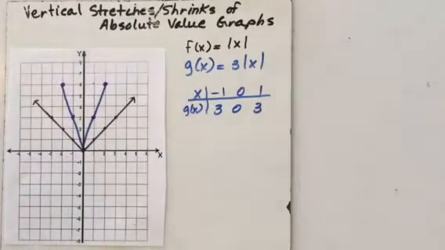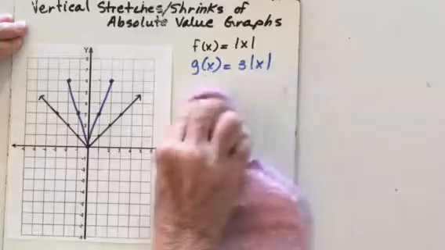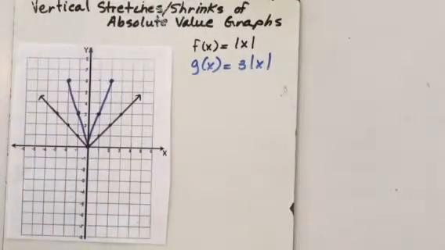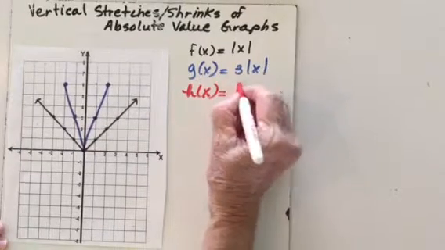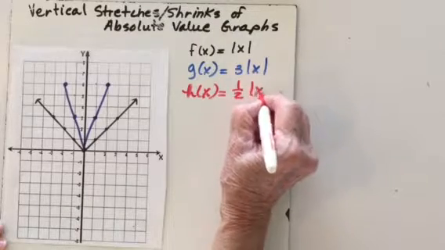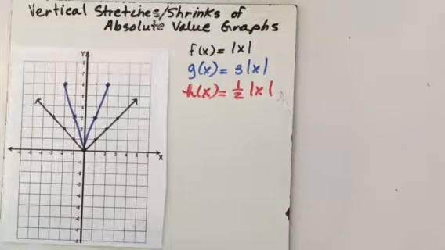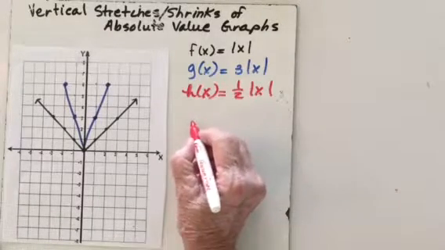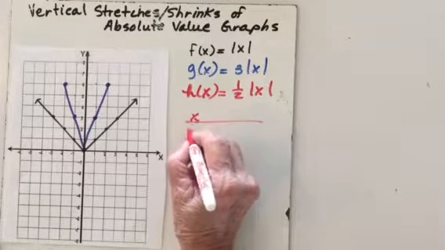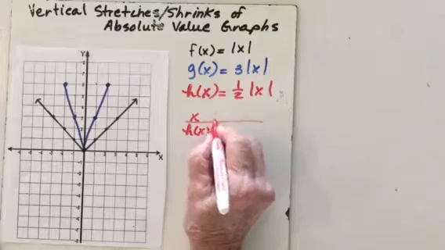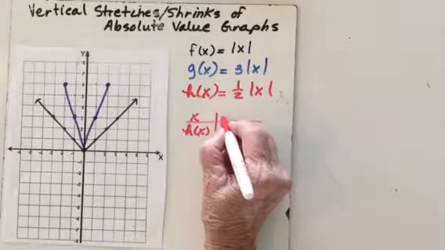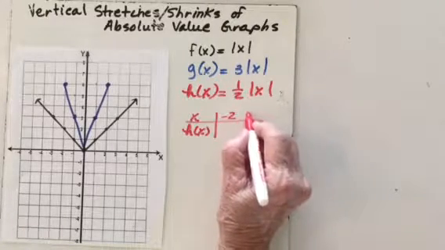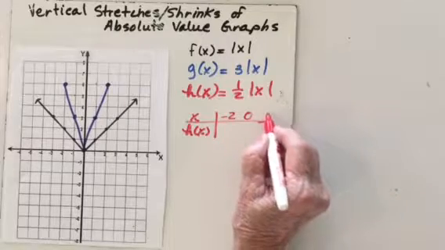What happens if I want to say, let's say h of x. How about if we want to say h of x equals 1/2 of the absolute value of x. All right, 1/2 of the absolute value of x. All right, what if I choose for these numbers x, and now I'm going to have h of x. Okay. How about if I choose for this? For my first point, I'll choose -2. For my second point, I'll choose 0 again. And for my next point, I'll choose 2.